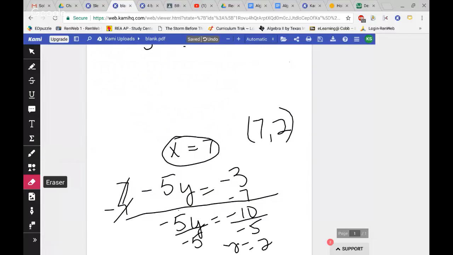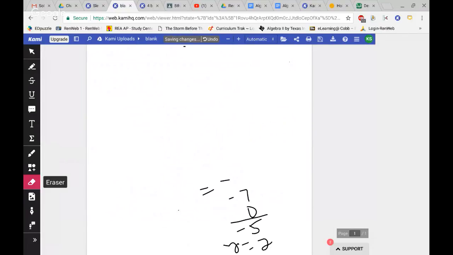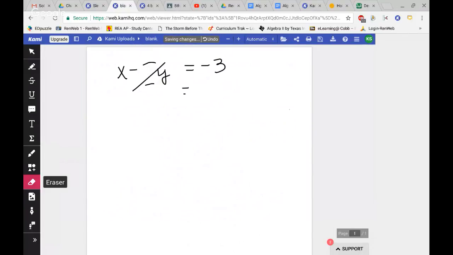So basically what you're trying to do is get your variables somehow, some way, to either be the same or the opposite of each other so that you can add or subtract the two linear equations to get just one variable, so you can solve for it. Then once you solve for it, you use that value to substitute back into one of the two earlier equations so you can get a value for the other missing variable.